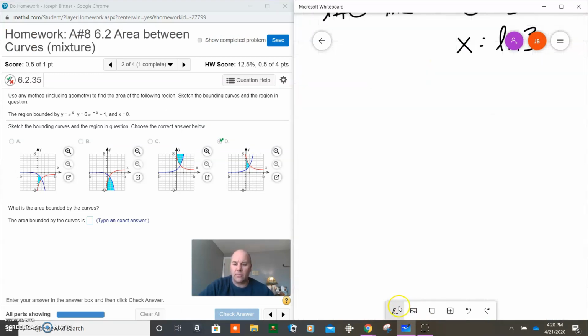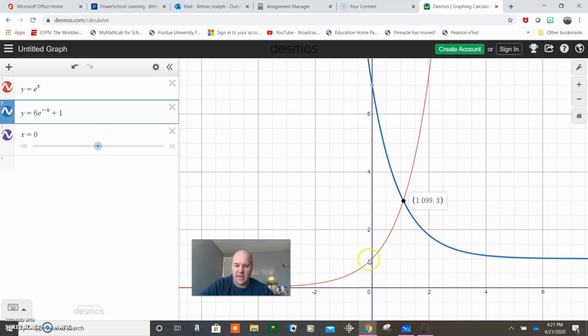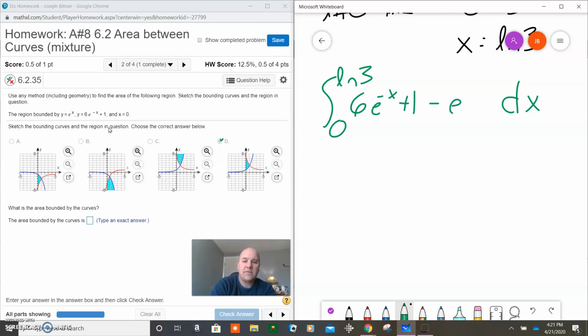So my integral is going to be written as, since I'm doing this with respect to x, I have to go from x value to x value, 0 to natural log of 3. As you can see from my picture, it's going from the x-axis 0 up to the natural log of 3. And now I just have to do top minus bottom. Well, the top is the red line, the bottom is the blue line, so it's going to be 6e to the negative x plus 1 minus e to the x.